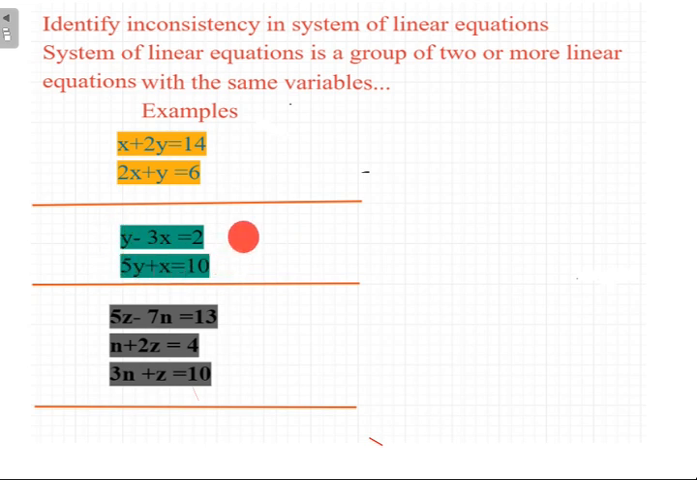And here in emerald green, y minus 3x equals 0, 5y plus x equals 10. So I have a system consisting of two equations of two variables x and y. All the variables are raised to the power 1, so this is another system of linear equations.